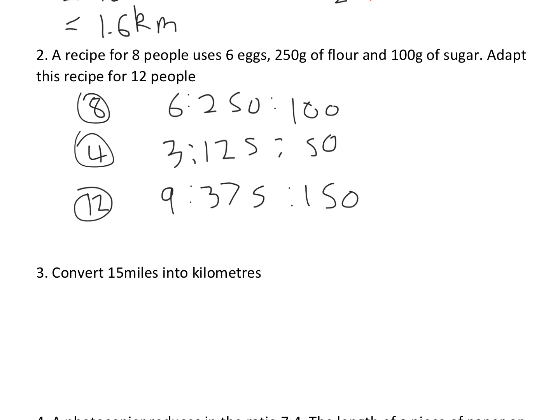375. You might need to do some of these calculations at the side if you find those difficult. Okay, that's it. Make sure you put in your units. That would be 9 eggs, 375 grams of flour, 100 grams of sugar. Sorry, 150 grams of sugar.